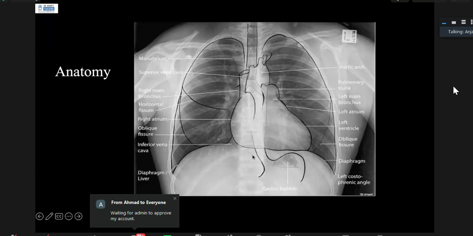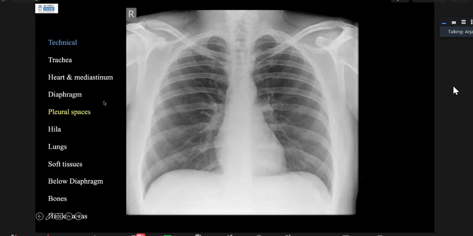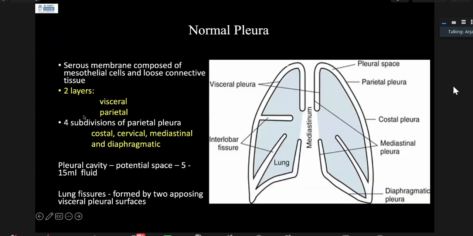So in this session, we are going to focus on pleural spaces and pleural pathologies, right? Before we start pleural pathologies, let's have a look at the anatomy of the normal pleura.